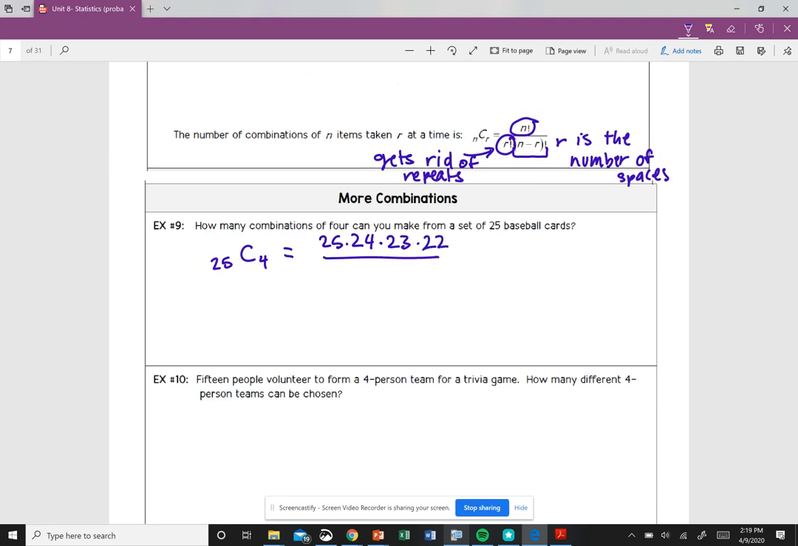And then we just need to divide by the fact that we don't want those repeats. We don't want the group that has the same 4 cards in just a different order. That's the same group to us. It doesn't make a different group. So then we're going to divide that by 4 factorial to get rid of repeated groups.